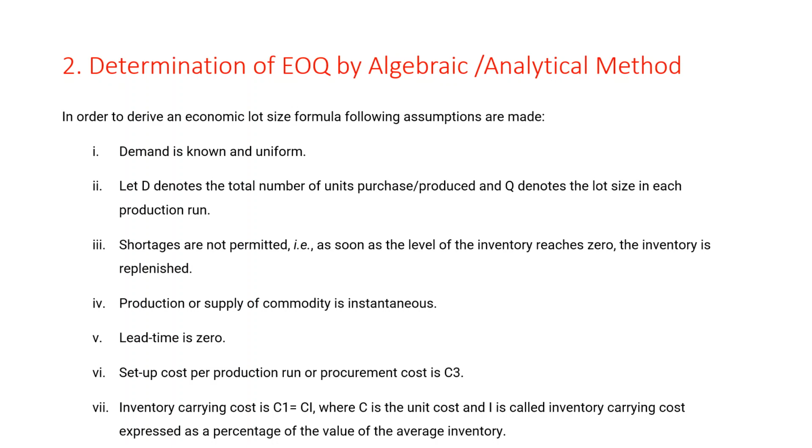The fifth is that lead time is zero. The sixth point is that the setup cost per production run or procurement cost is C3. And the last is that the inventory carrying cost is C1 equal to Ci, where C is the unit cost and I is the inventory carrying cost, expressed as a percentage of the value of average inventory.